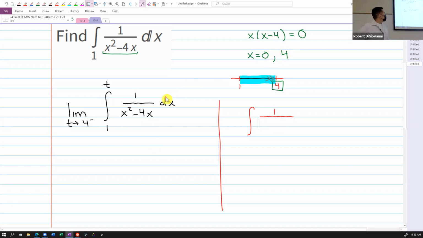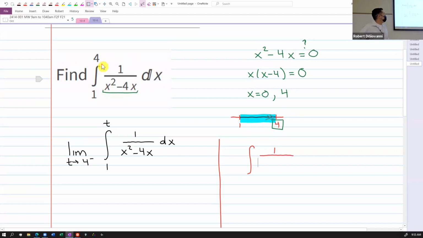So what if this integral went from 0 to 4? You would have 2 problems, right? You might go 0 to 2 and then 2 to 4, and you deal with each one of them with their individual limits. So I think you're catching on to the idea here, that you have to analyze it, figure out what's going on, and then break it up if necessary.